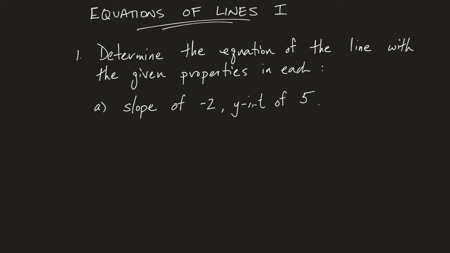You have to give me the equation of a line that has a slope of -2 and a y-intercept of 5. So what I want you to do is work on that one and come up with the equation. Let's pause the video now.